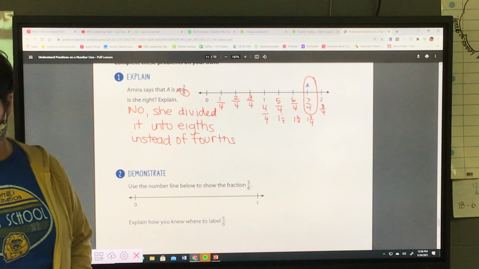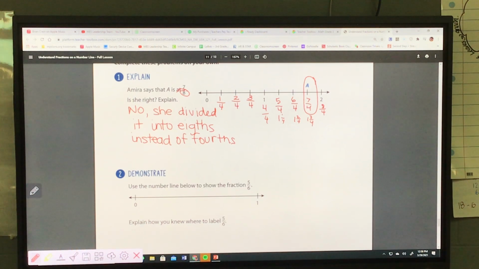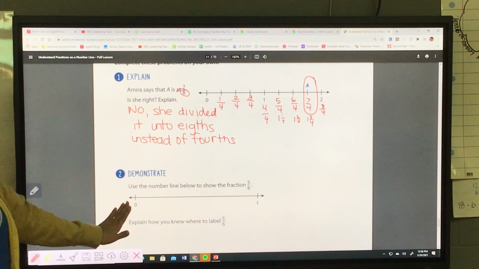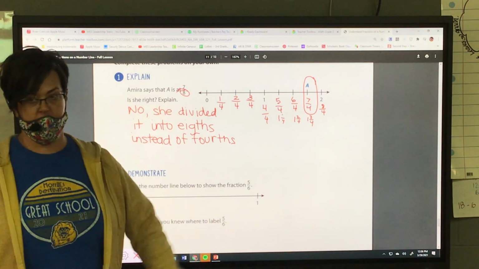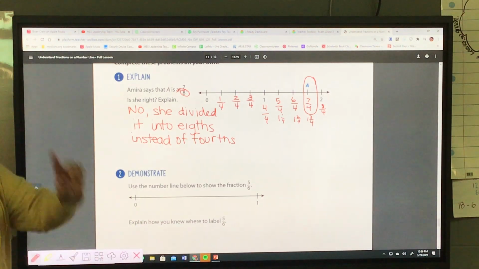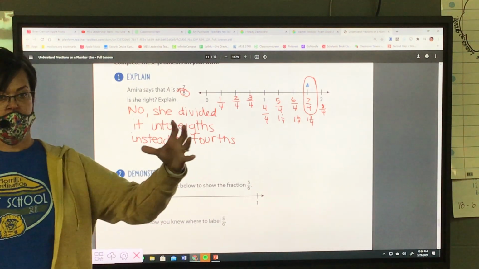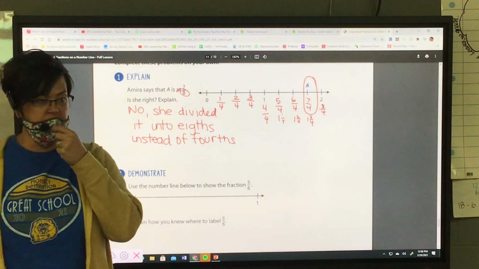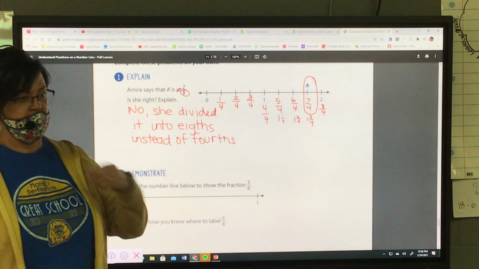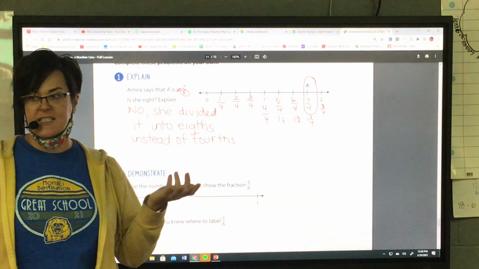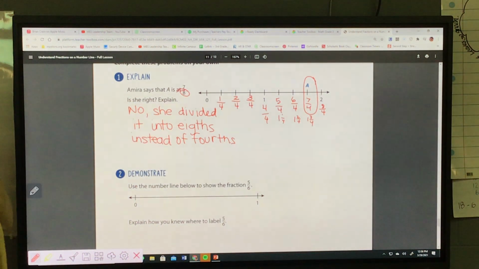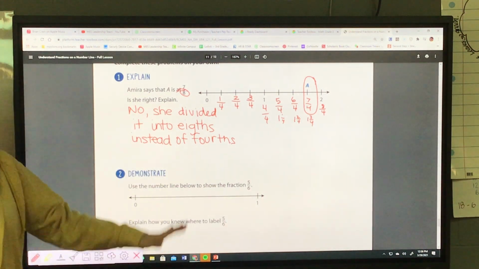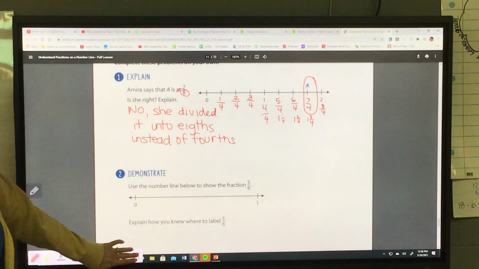Okay, let's look down at part 2. So they've drawn a number line for us. We have 0 and we have 1. So there's only the one whole, right? Use the number line below to show the fraction. What's this fraction? 5/6. All right, now, how many equal parts do we have to split this number line into?